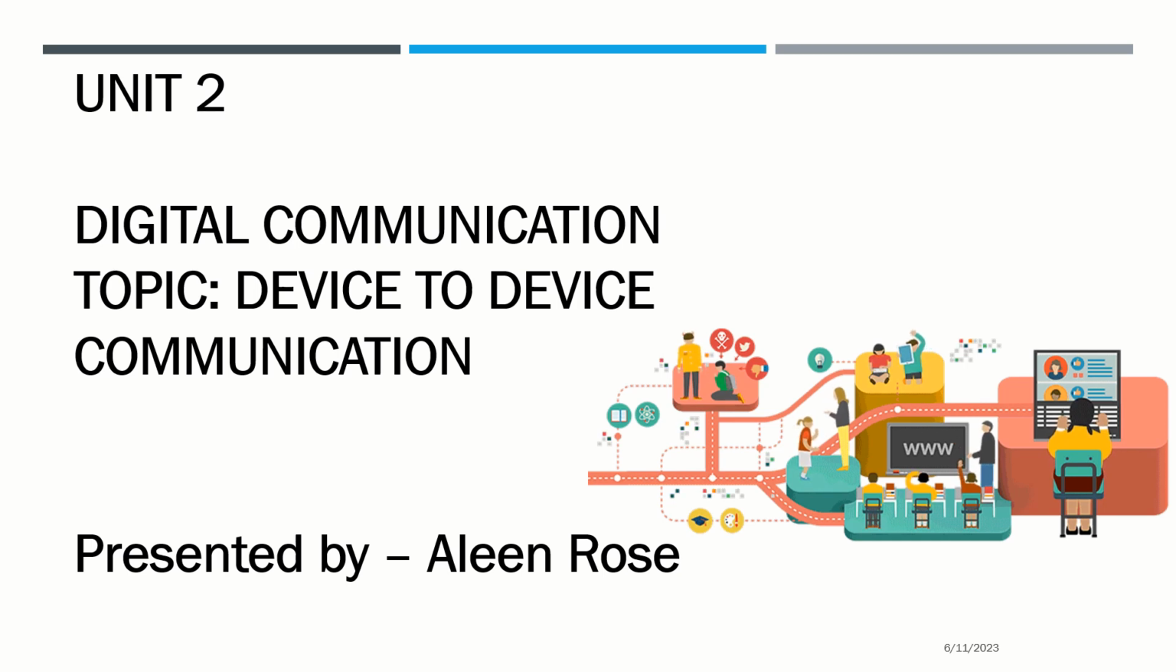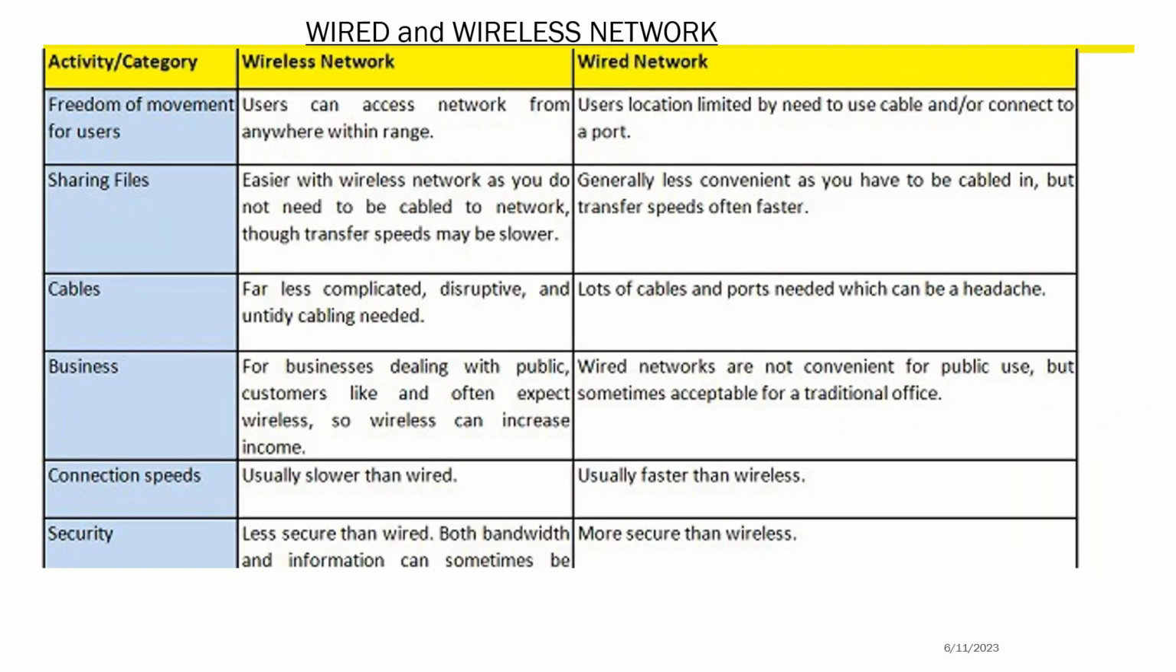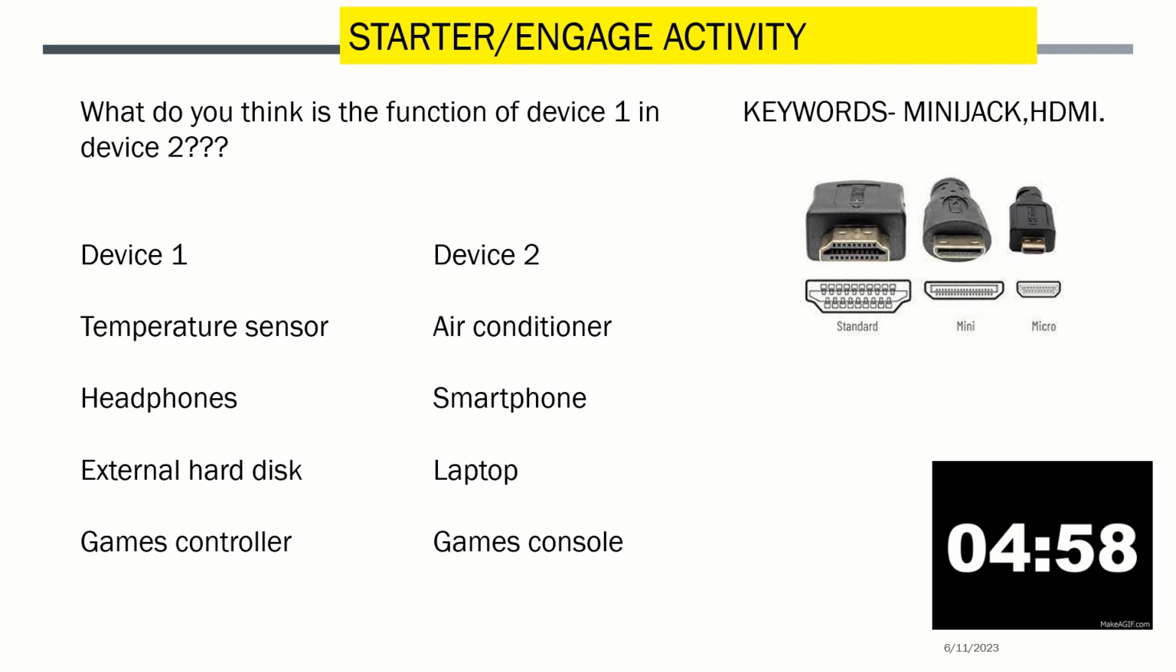In unit 2 itself, chapter 4, I think in the textbook it's page number 68. Device to device communication: how the device communicates with the other device. Here there is a difference between wired and wireless. Before that, I want to tell you about the connection between these two devices.